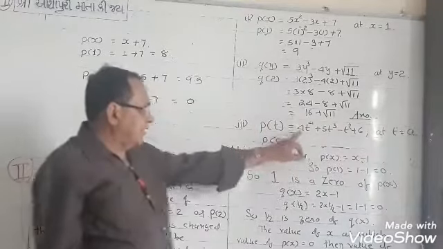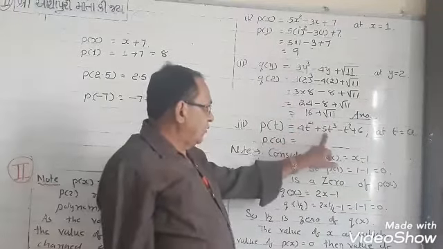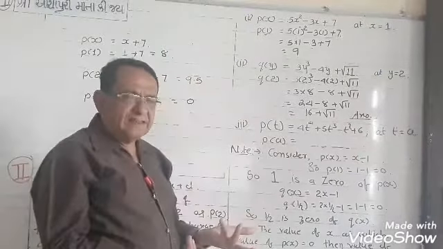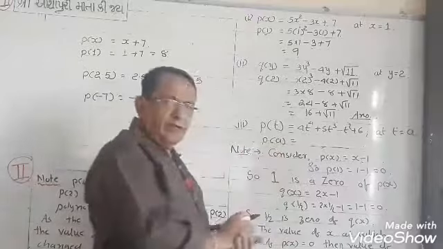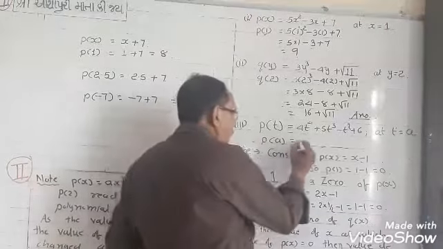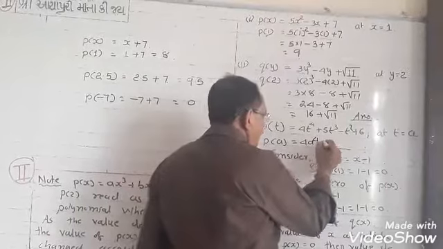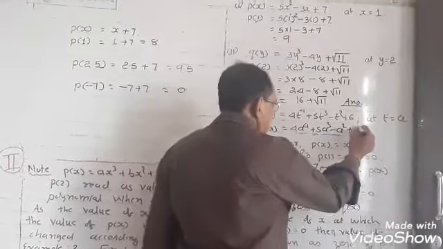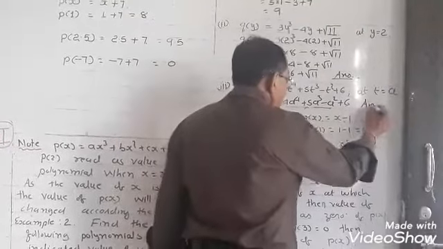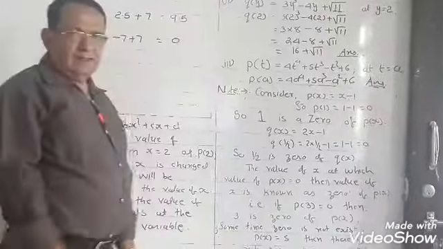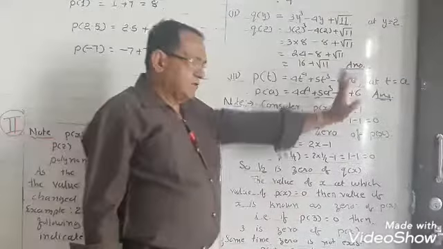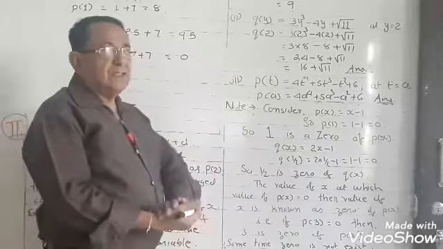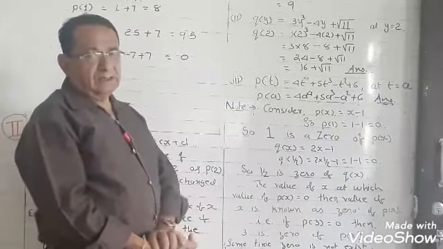P(t) is equal to 4t raised to 4 plus 5t cube minus t square plus 6 at t is equal to a. Very simple. Instead of t you will write a. 4a raised to 4 plus 5a cube minus a square plus 6. That is your answer. Get it? Okay.